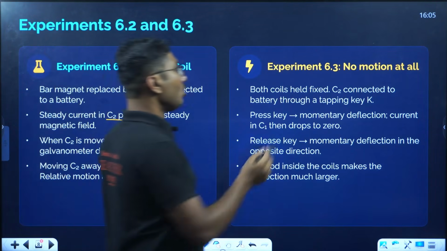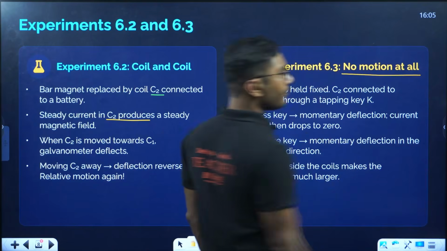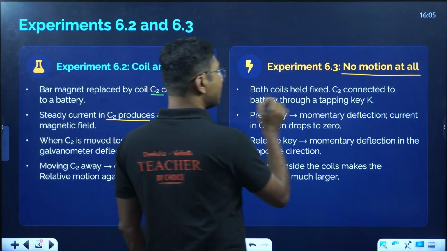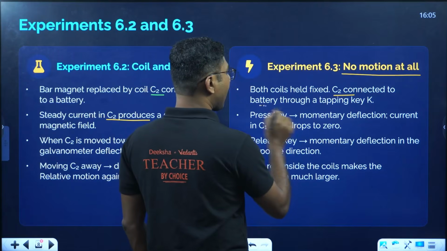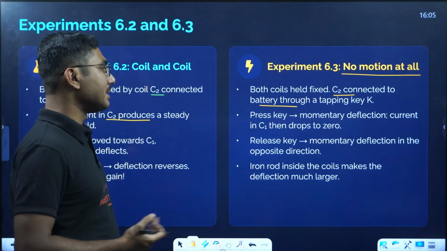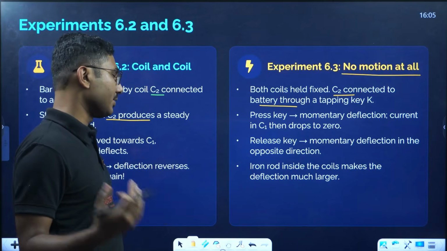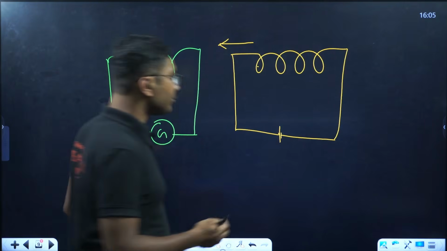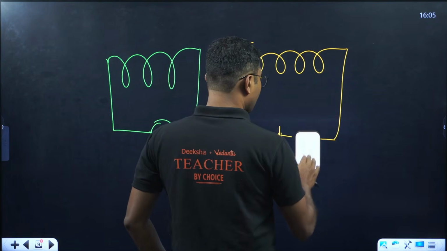Now, no motion at all. If you fix both coils and do not move them at all, with both coils held fixed, C2 is connected to the battery through a tapping key, K. Press the key, release the key. An iron rod inside the coil makes the deflection much larger. There is a momentary deflection in the opposite direction. So as soon as you switch on the circuit, suppose you have a key over here.